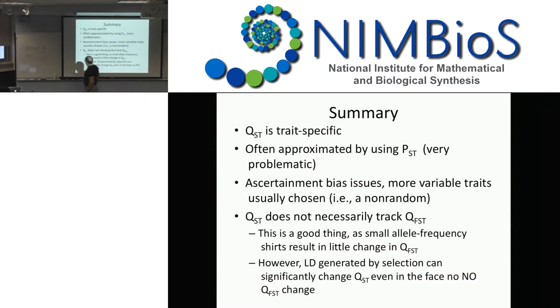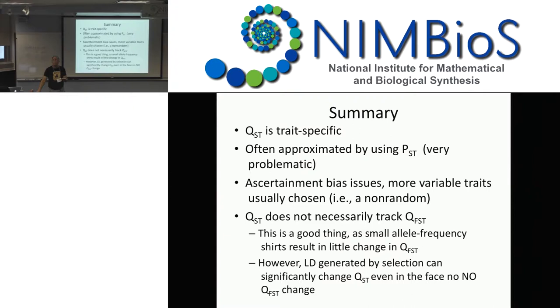So the summary for FST and QST is that QST is trait specific. You have to give me the trait, then I can compute QST. QST is non-trivial to compute. I need to compute a between population variance. That typically means raising things in a common environment, a common garden. Then I need to compute a within population variance.